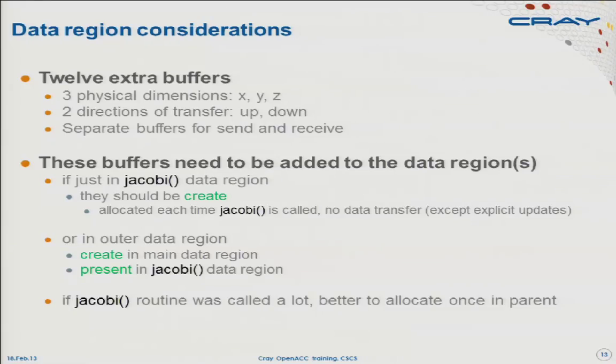Here, it probably doesn't matter whether I say create in the data region just inside that Jacobi routine, or whether I go up a level and say create in the main data region, and then just say it will be present when you get in the Jacobi routine. That's because I only call Jacobi twice. If I called Jacobi every iteration, creating these buffers, allocating them on the GPU every time I call this routine, does have a time overhead. So if you're calling a routine a lot, it's much better to have the temporary arrays being present in that routine as opposed to allocating them every time you hit it.